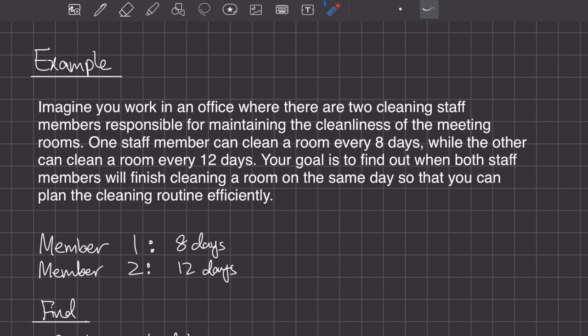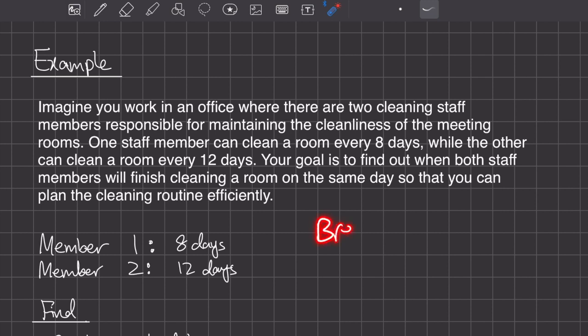To further help understand this method, let's do an example that shows how LCM can be applied in real life. The example follows. Imagine you work in an office where there are 2 cleaning staff members responsible for maintaining the cleanliness of the meeting rooms. One staff member can clean a room every 8 days, while the other can clean a room every 12 days. Your goal is to find out when both staff members will finish cleaning a room on the same day so that you can plan the cleaning routine efficiently.